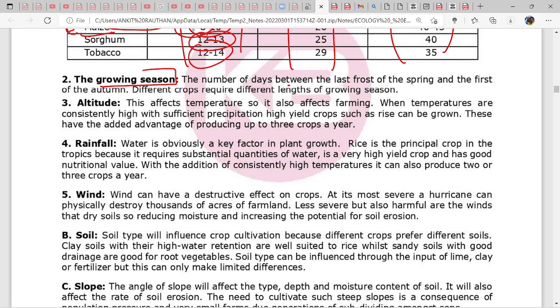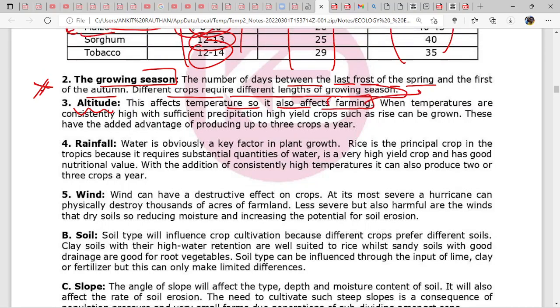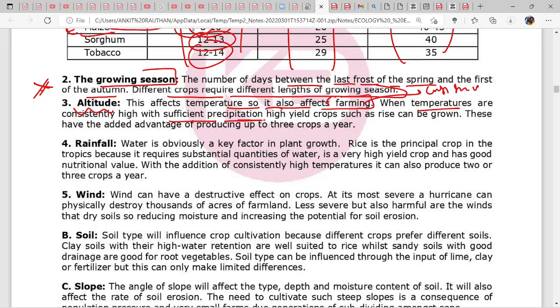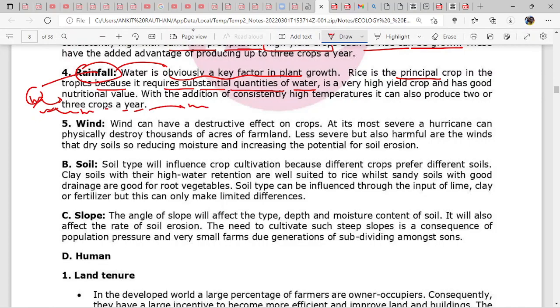Second is the growing season, the number of days between the last frost of the spring and the first of the autumn. Not important, this point is not important, leave it. Altitude, this affects temperature, so it also affects farming. That means it affects crop production and distribution. If the temperature is consistently high with sufficient precipitation, high yield crops such as rice can be grown. Rainfall is obviously a key factor for plant growth. Rice is the principal crop in the tropics because it requires a substantial quantity of water. So where there are irrigation facilities or the water resources are good, crop production will obviously be good. Crop distribution will be good.